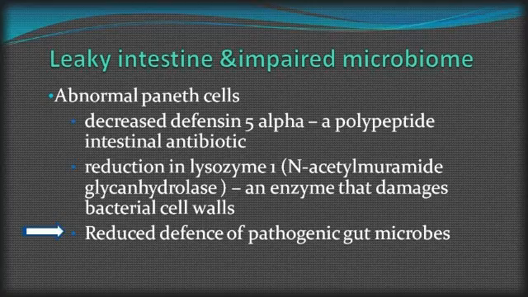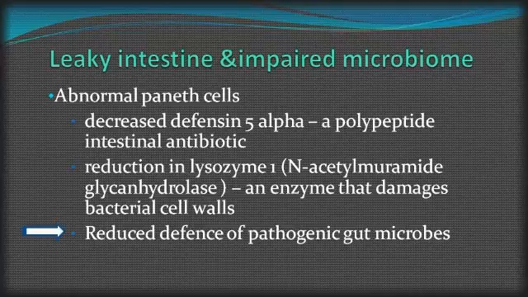The next super important finding of this study was abnormal Paneth cells. With abnormal Paneth cells, you get a decrease in this polypeptide intestinal antibiotic called defensin alpha 5, and you also get a reduction in lysozyme 1. The lysozyme 1 damages the bacterial cell walls. Together, these 2 reductions reduce the body's defense against pathogenic gut microbes.